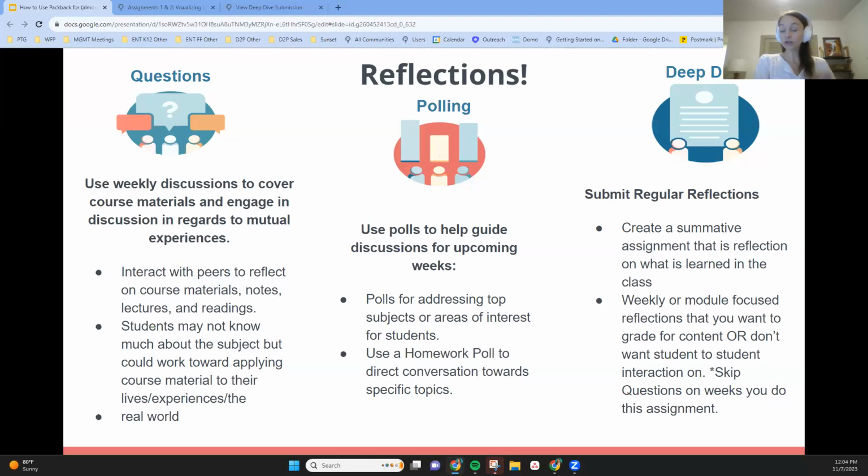It could also be something that you're doing weekly, and this is a sensitive topic, and you don't want students to feel the need to share publicly. You do want them to be able to share privately, and you want to be able to read through their reflections and give them feedback there.